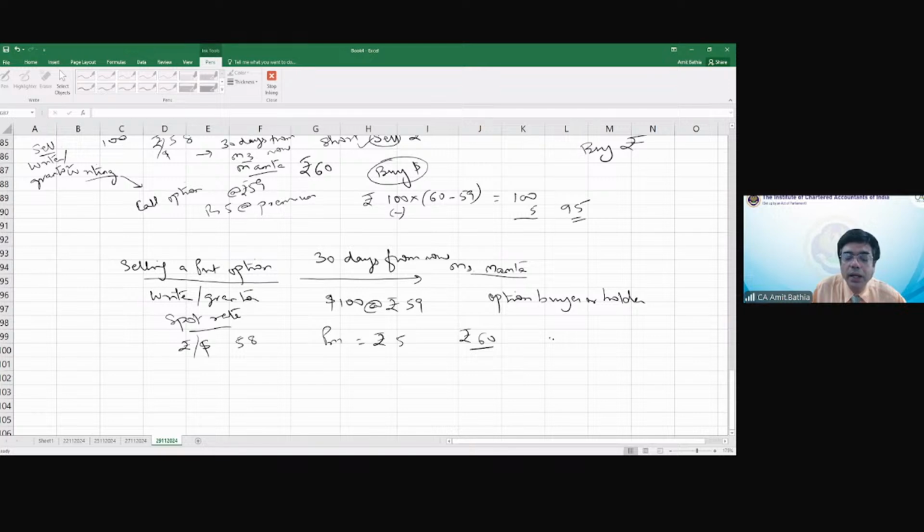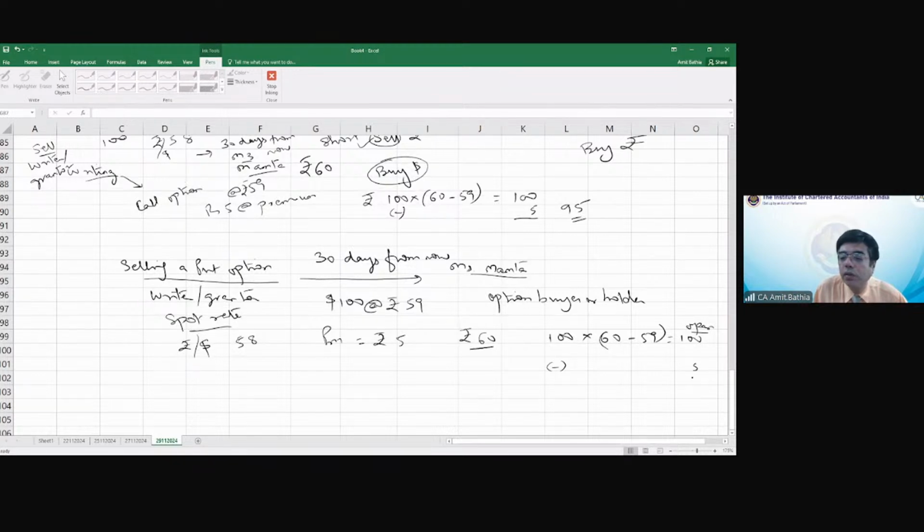She will sell it in the market. So she is not going to exercise the option. She is going to sell it in the market: 100 into 60 minus 59. This is the profit she will make in the open market, 100. And what is the loss she has already made on this particular contract?